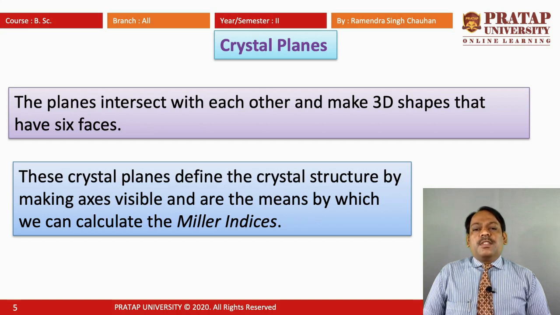These crystal planes define the crystal structure by making the axes visual and are the means by which we can calculate the Miller indices. Miller indices are calculated by using the crystal planes.